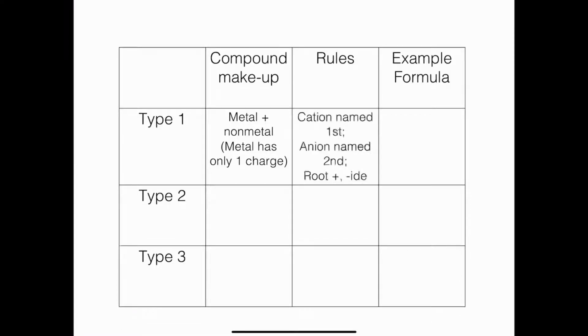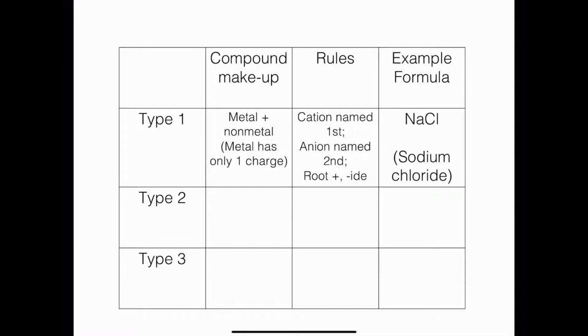The rules for naming type 1 compounds: the cation is named first and the anion is named second. Remember, the cation keeps its name, the anion keeps its root, but the ending is changed to IDE. An example formula might be something like NaCl, sodium chloride. So remember, we keep the cation name, the positive ion's name. The negative ion, we change the ending to IDE.